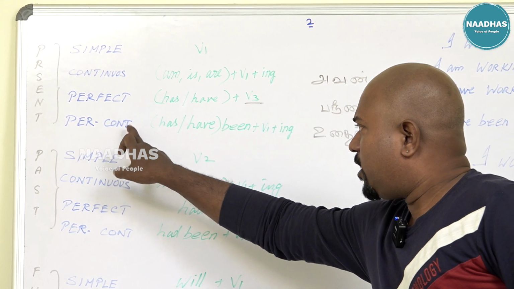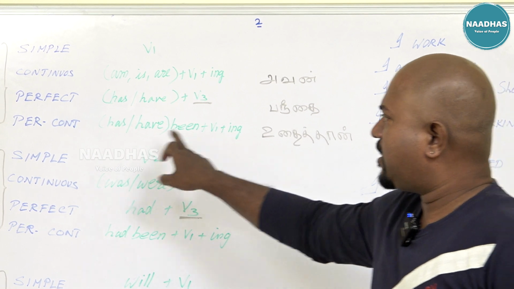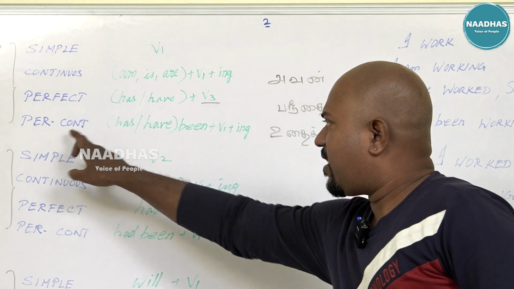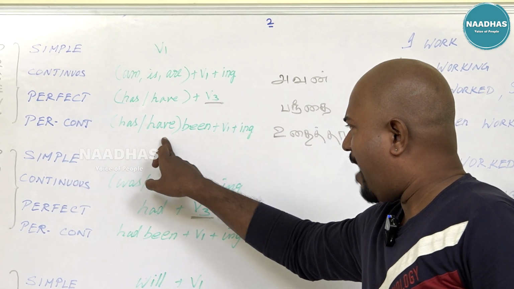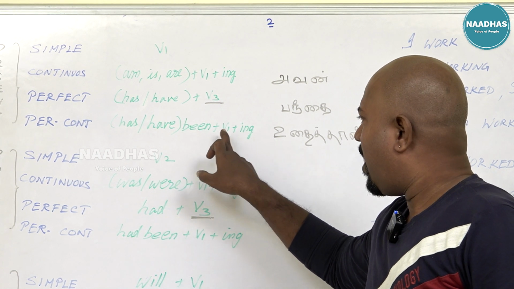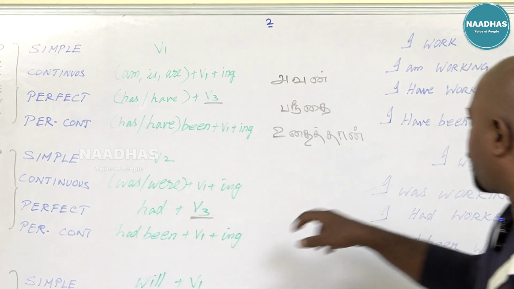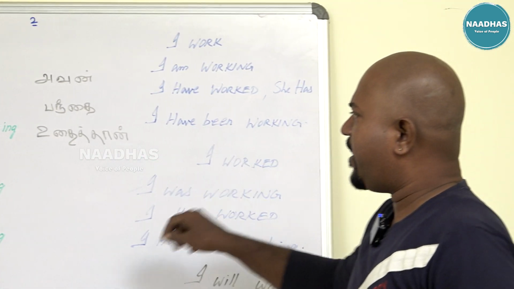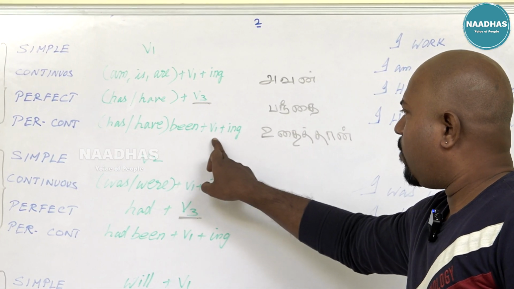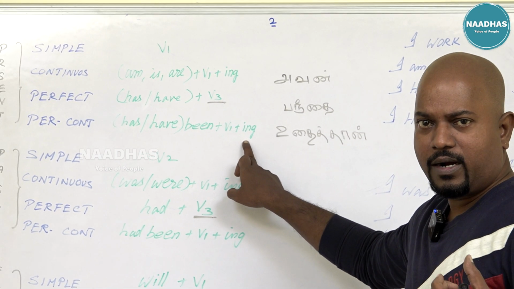Continuous tense should also take the ing form. Now the present perfect continuous. The pattern for it is has or have been. We use the word been plus V1 plus ing, meaning the verb 1 plus the ing form. I have been working. See, I have been V. What is V? The verb is work. The continuous form of work is working.